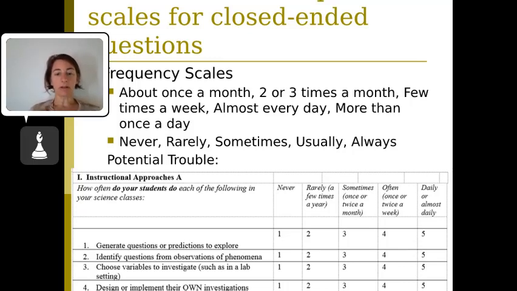This can be a problem. You have to be very, very careful. So for example, this example that I used, this is one of my surveys on science instructional practices. It worked for middle school teachers who had a dedicated science classroom to talk about whether they generated questions or predictions to explore: never, sometimes, often, daily.